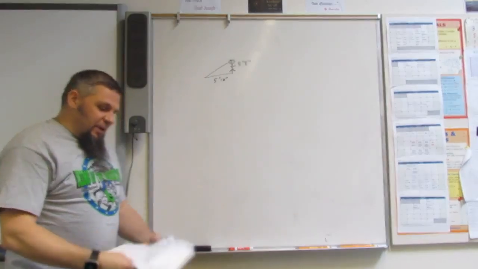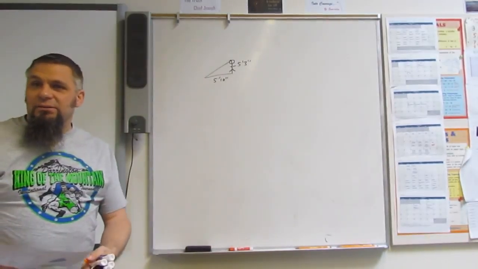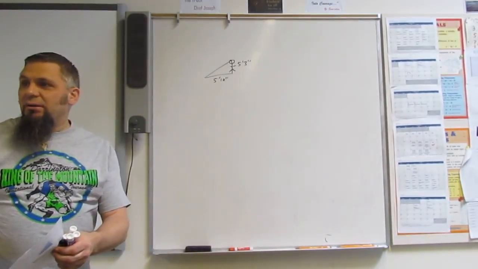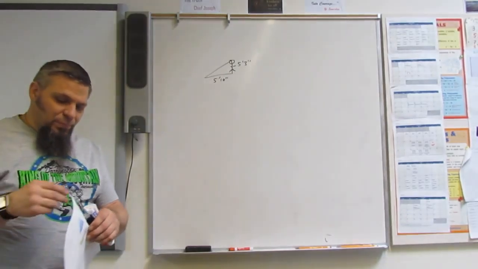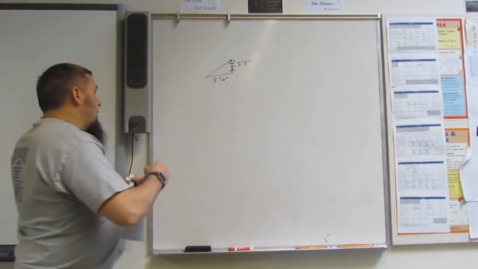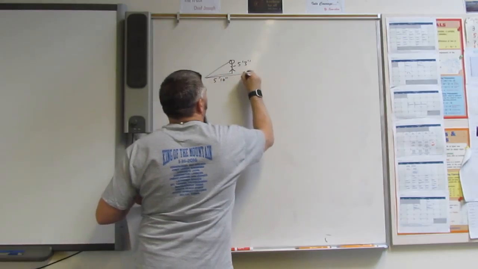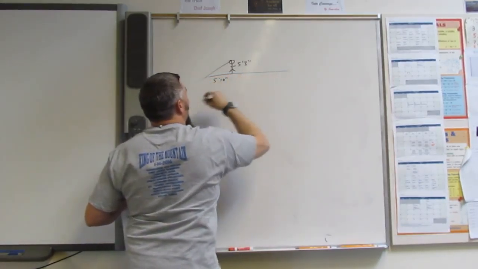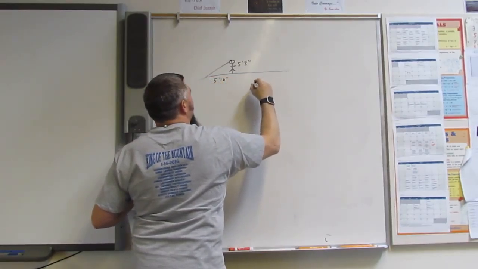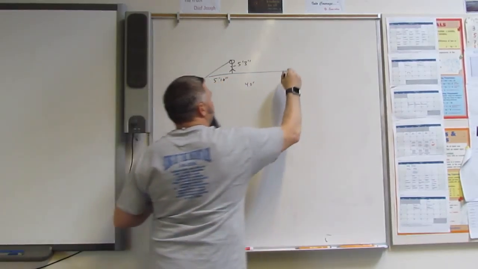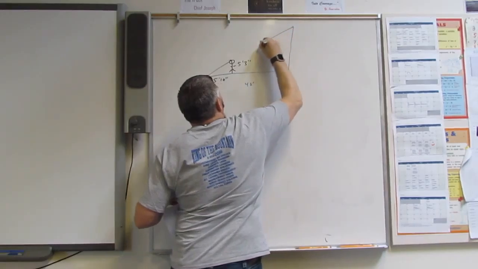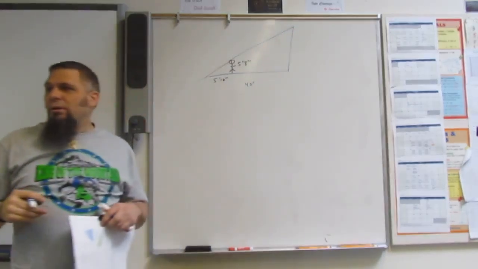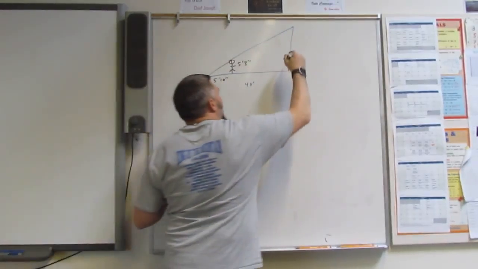And he's standing in front of a building. And the building has a shadow also. And this building has a shadow of 40 feet. We want to know how tall the building is.